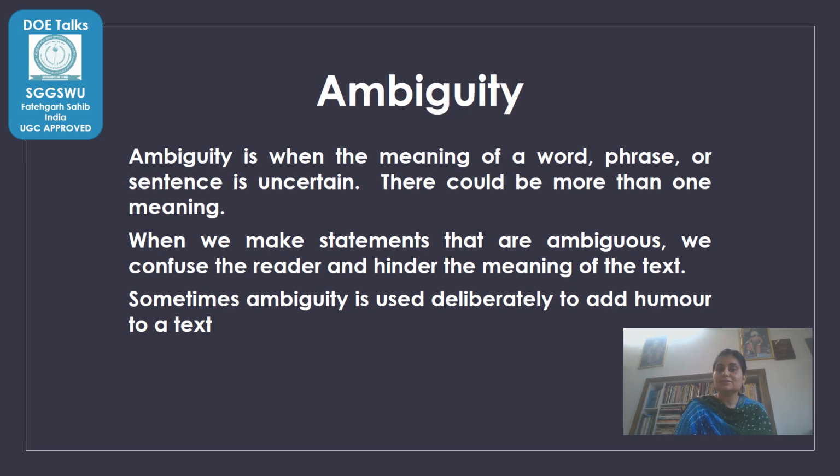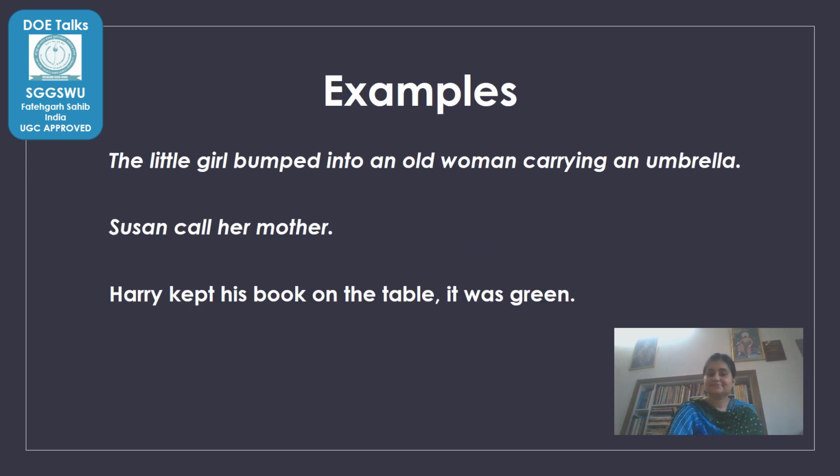Let us first define ambiguity. Ambiguity is when the meaning of a word, phrase, or sentence is uncertain. There could be more than one meaning of a sentence. What we say, what we have written, may convey many meanings. So when we make statements that are ambiguous, we confuse the readers and hinder the meaning of the text. However, sometimes ambiguity is used deliberately to add humor to a text. To understand what ambiguity is, let us take some examples.